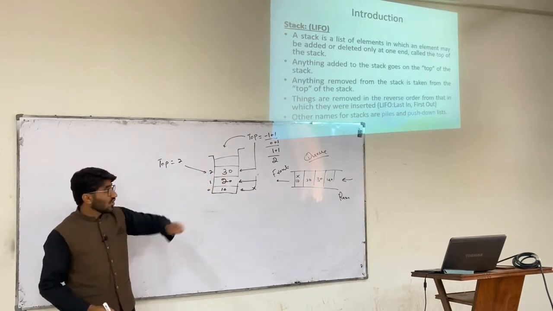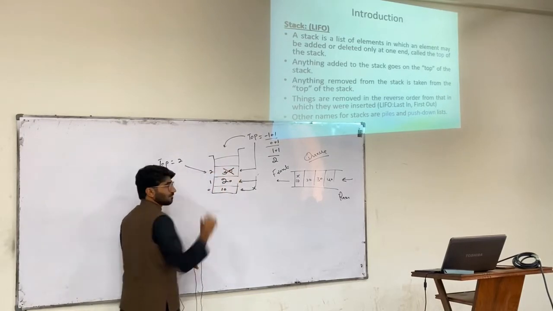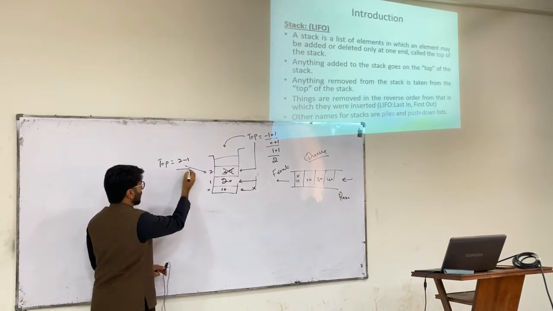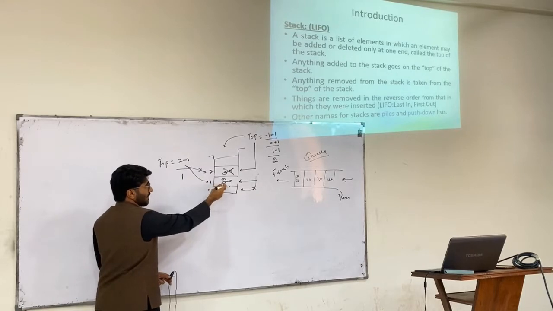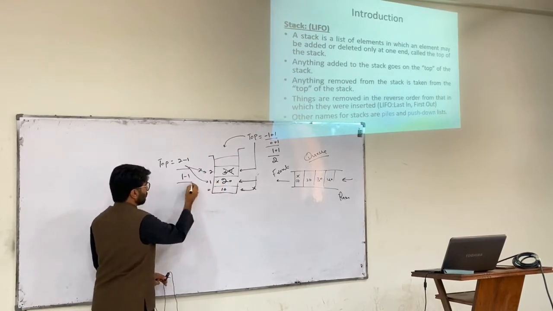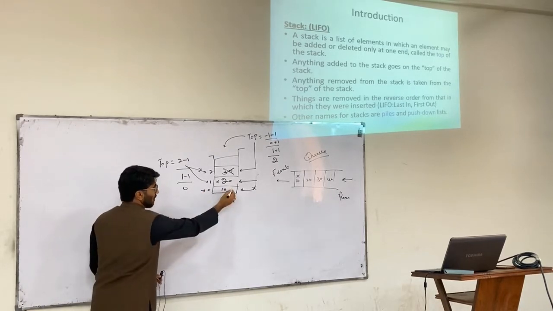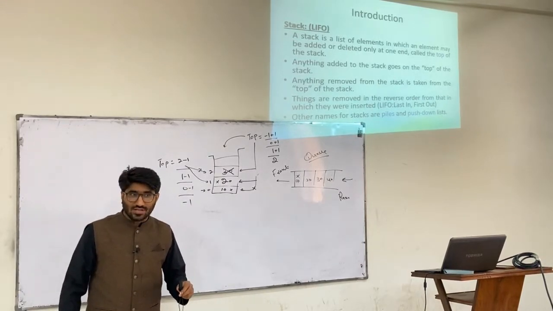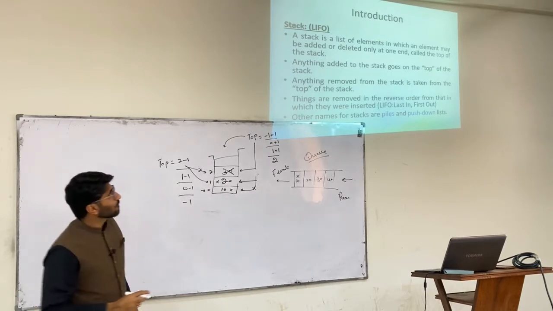So the last inserted value, 30, is removed first. Then 20 needs to be removed. After removing, decrease the value by 1, so 2 minus 1 is 1. Now your top will point to this value. After removing this one, the top will be 0, so top is pointing to this one. After removing the 10, top will become minus 1. When top is minus 1, this represents the stack is null. There is no value in the stack, right?